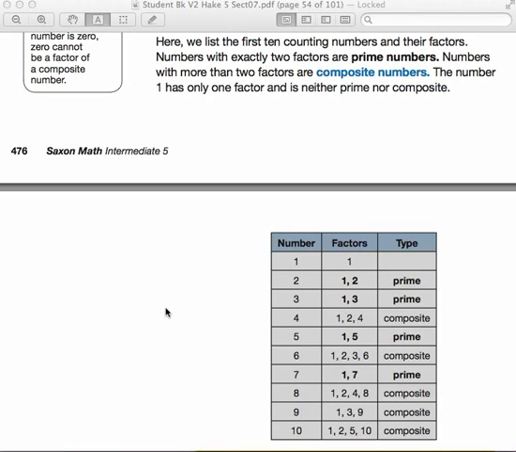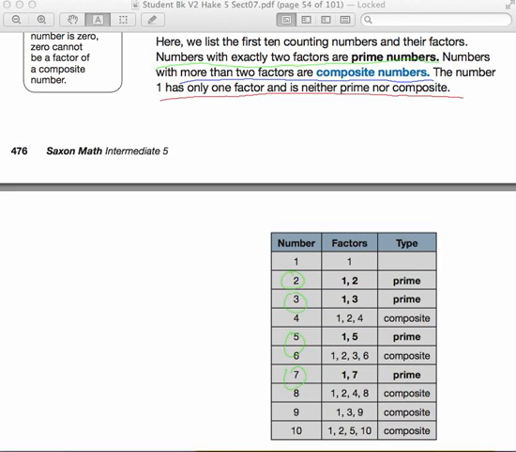Hi everybody, today we're going to talk about Lesson 65, prime and composite numbers. So write these definitions down please. The one in green: a number with exactly two factors is a prime number. So the prime numbers on the list of 1 through 10 are 2, 3, 5, and 7. The only factors that they have are 1 and itself.